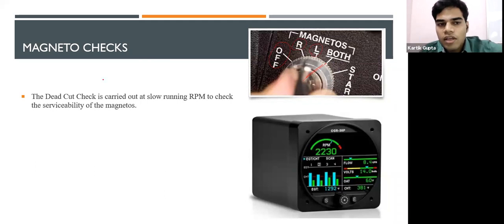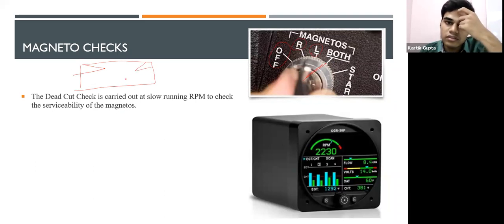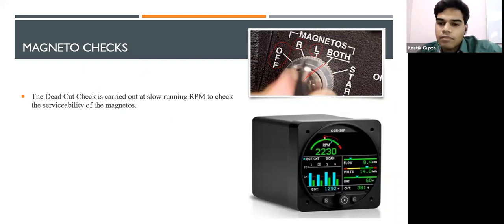We have to check whether our engine is able to sustain on one of the spark plugs, or one of the magnetos, the right one or the left one. What we do is, for a few seconds, we turn the key to the left, and immediately go to both. There is a rapid drop in the RPM. We have to check the RPM, and there is a limit. How much should it reduce? If that is the reduction, that means that it is serviceable. We are good to go.